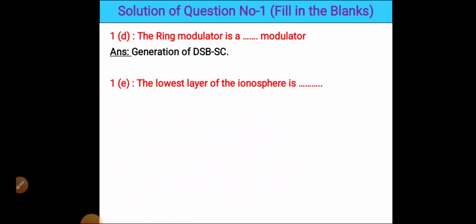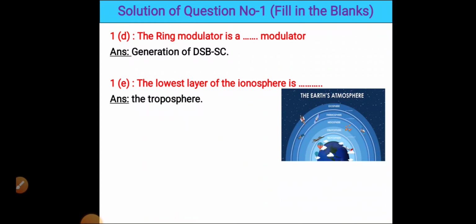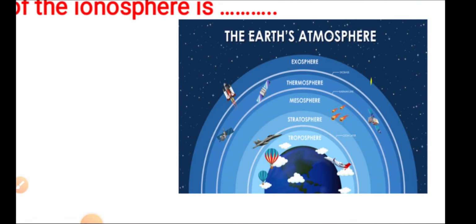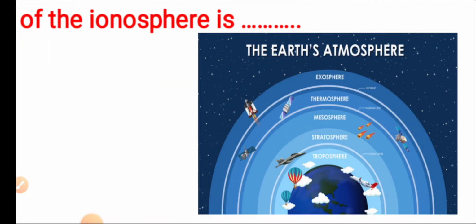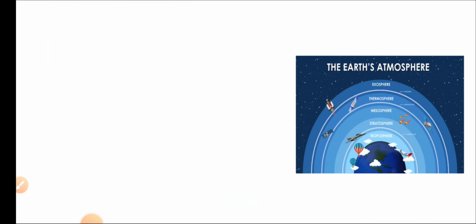The lowest layer of the atmosphere is the troposphere. If you see this, here there is the ionosphere, then stratosphere, mesosphere, thermosphere and exosphere. So one of the bottom layers is the troposphere. So the correct answer is troposphere.